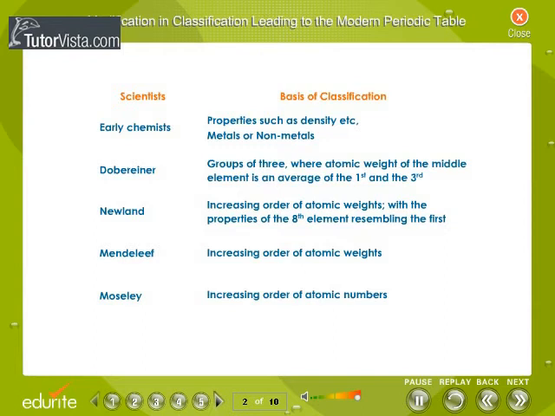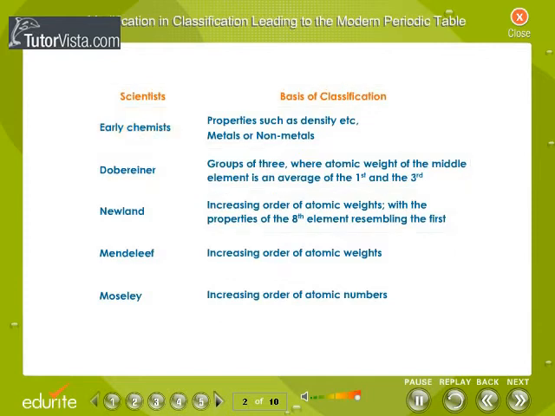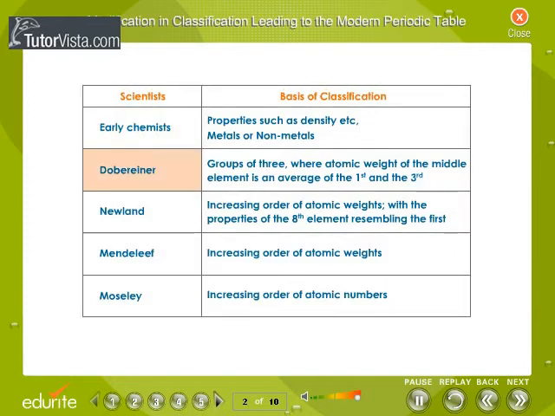Modification in classification leading to the modern table. The table shows the chronological order of evolution of the periodic table. Early chemists tried to arrange chemicals based on their density and metallic and non-metallic nature. Dobereiner's triads consisted of elements arranged in threes, where the atomic weight of the second element is an average of that of the first and the third element. This classification applies for the alkali metals like sodium, potassium, calcium, etc., and the alkaline earth metals.